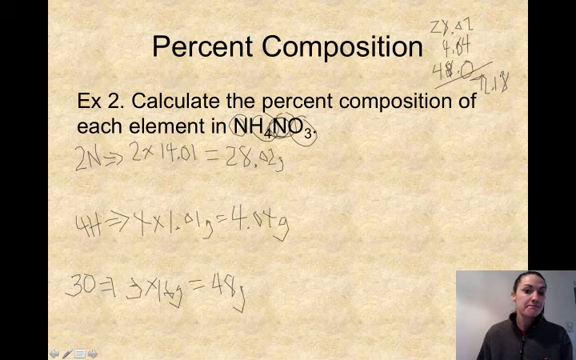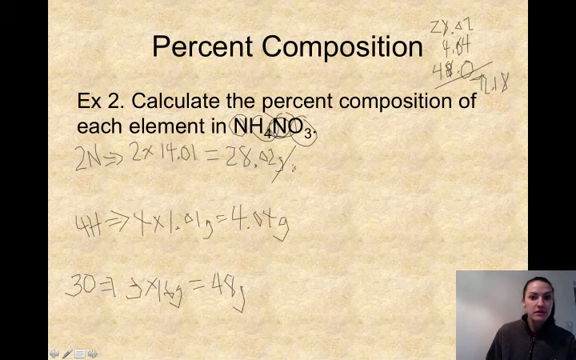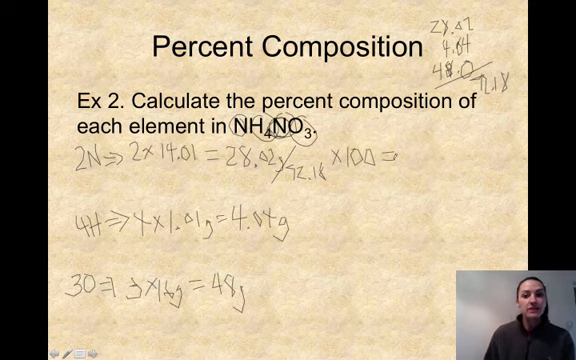Okay? So now what I'm going to do is take the mass of my nitrogens divided by the total molar mass, 92.18, times 100. And that's going to be the percentage of nitrogen. All right? So the percentage of nitrogen ends up being 30.4%.